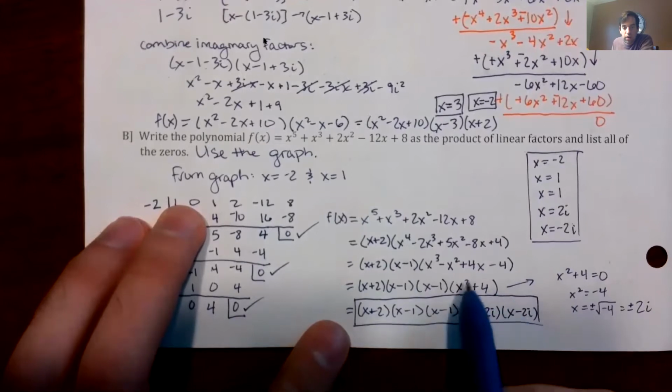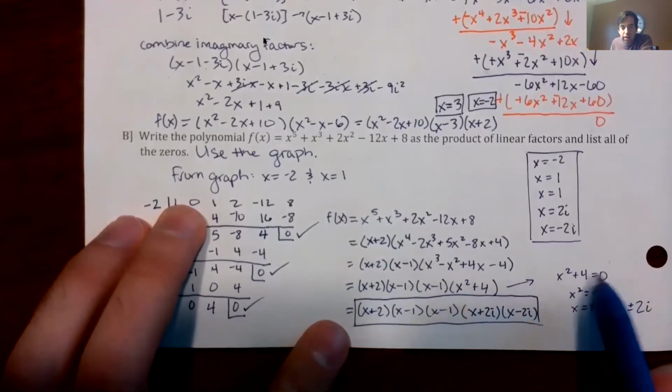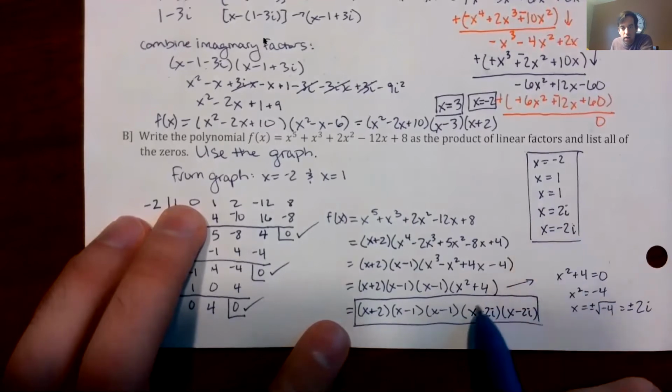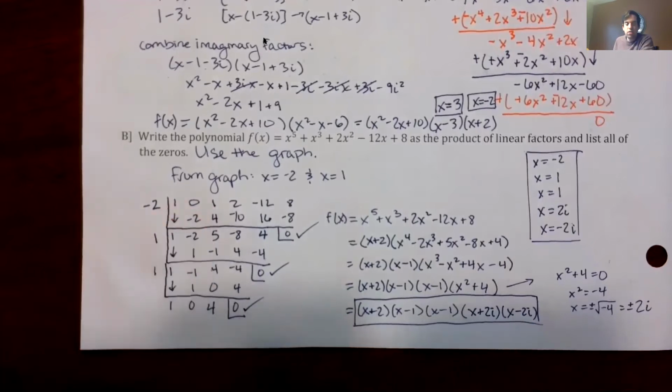This part is kind of weird. You can't just, in your head, break this into this. You have to find what the zeros are and then write each zero subtracted or added from x like this. All right, so that is the last question.